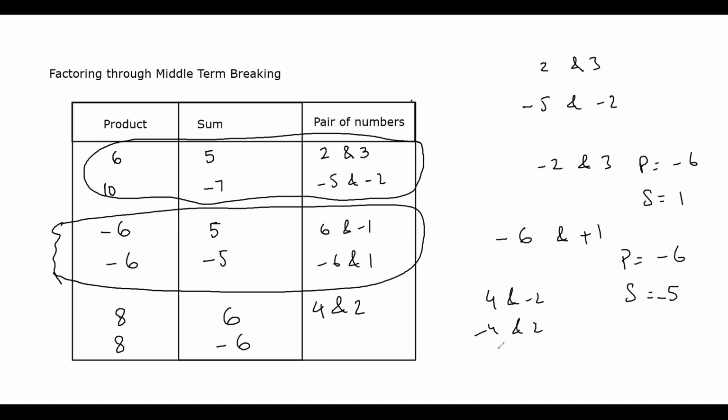The product is 8, so it has to be minus 4 and minus 2. Look at this, 4 twos are 8. Okay, this is minus 4 and minus 2.